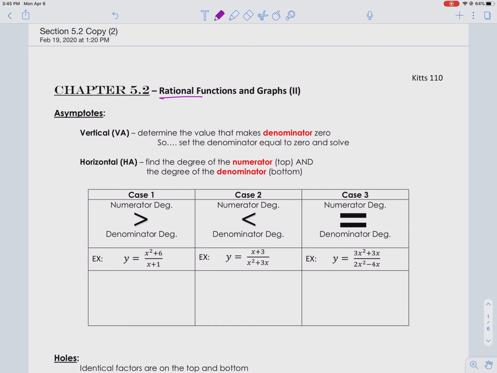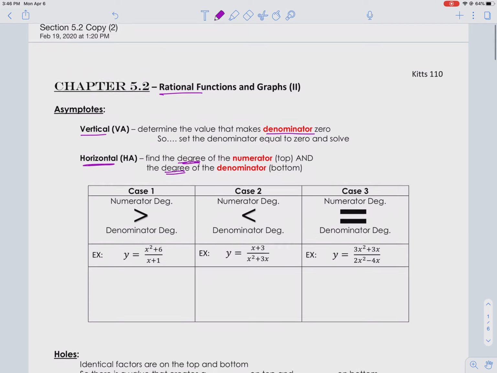So remember, an asymptote is a line that the graph is not going to cross. Okay, so the vertical lines that they don't cross are determined by looking at the denominator. So you're going to set your denominators equal to 0 and then solve it, and that will tell you where the vertical asymptotes are. A horizontal asymptote is a little bit different. You're going to determine it based on the degrees of the numerator and the denominator.